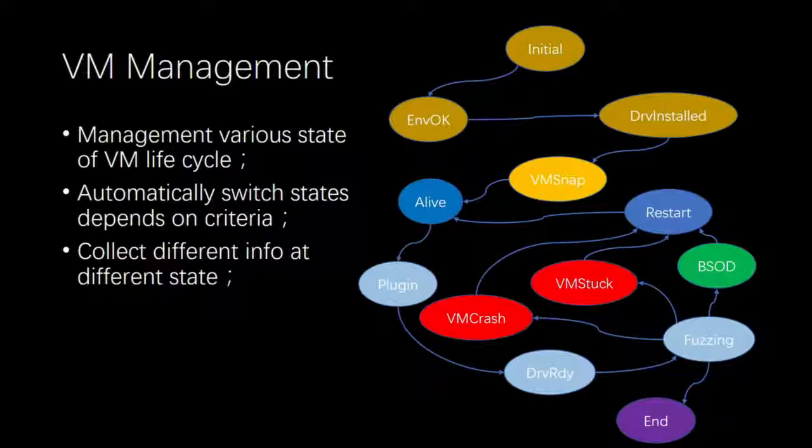The bottom part is the fuzzing progress, and we plug in the virtual USB device, and then we monitor the driver status to see if the driver is working. After we ensure the driver is working, we start the fuzzing progress, and then we can monitor all the statuses and collect the fuzzing result, and after the fuzzing ends, we just switch to another driver.